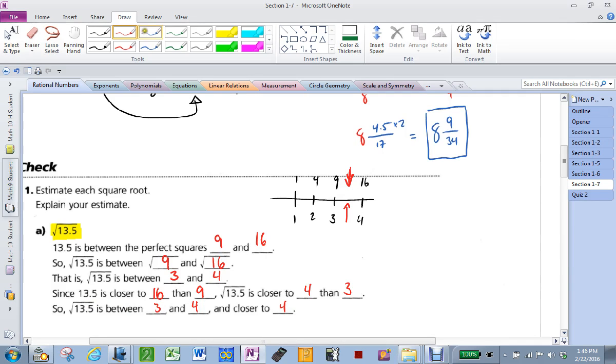Excellent. Now, if I wanted you to answer it more exactly, we would know it was 3 and something. And how many steps between 9 and 16? 7. And how many steps did we take to get to 13.5? 4.5. Is that allowed? No, we can't have a decimal in a fraction, James. So it would be 3 and 4.5 over 7. What would I do with that? Times by 2 to get 9 over 14. And that would be the best answer you could give me.